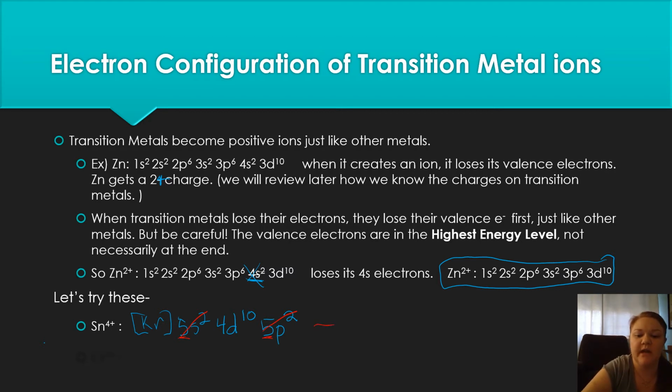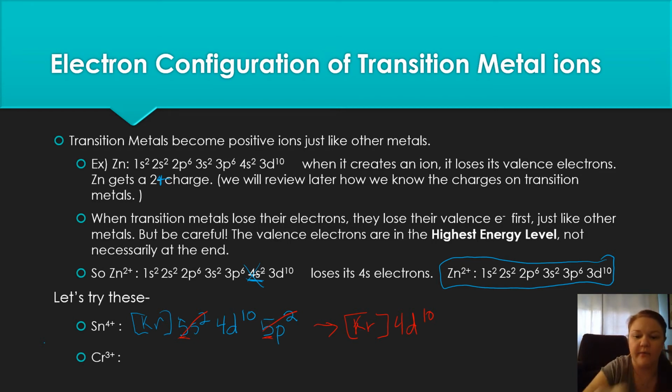So this would become krypton 4d10 to properly write its electron configuration of the ion. All right, let's try one more. We'll try chromium. If you want to pause and maybe try chromium out by yourself, that would be a good idea to practice.